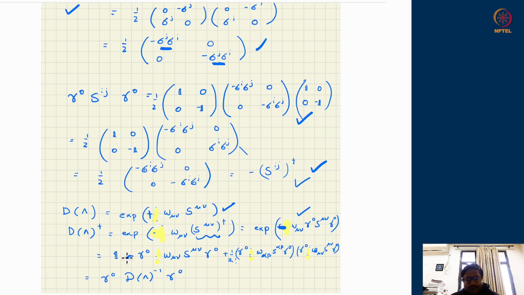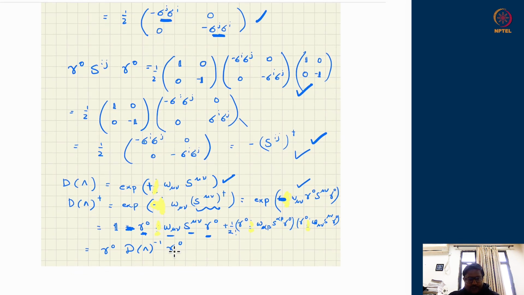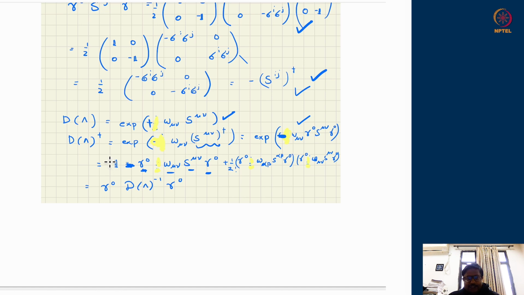I will get an identity minus this term here, which is gamma naught omega mu nu S mu nu gamma naught. Then the square of this quantity, so 1/2 factorial, and this quantity appearing twice. So you see all the terms have a very similar kind of structure, where identity can also be written as gamma 0 from the left and gamma 0 from the right, because gamma naught identity times gamma naught is again identity. So all these terms have gamma naught on the left and gamma naught on the right. In between there is a gamma naught as well, which together combines and gives you identity.